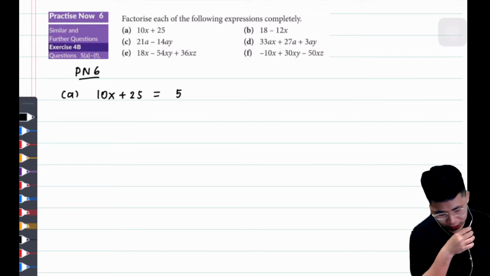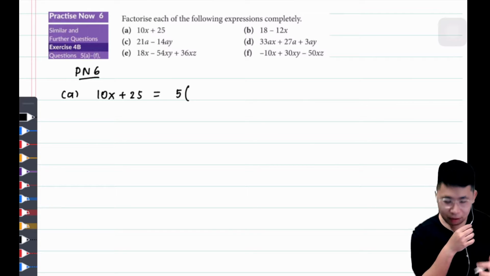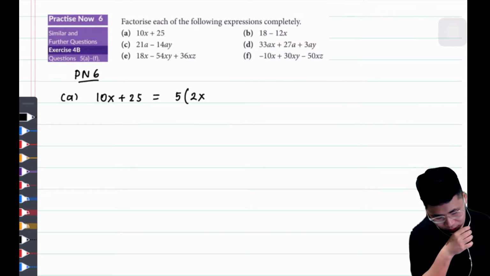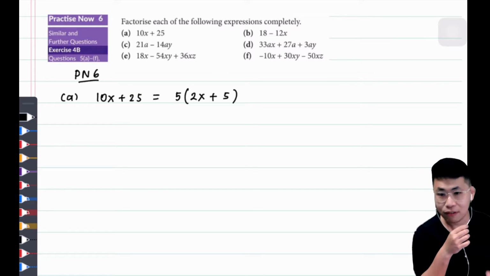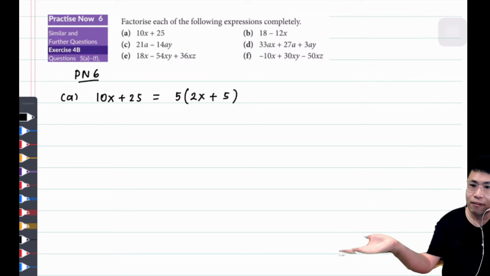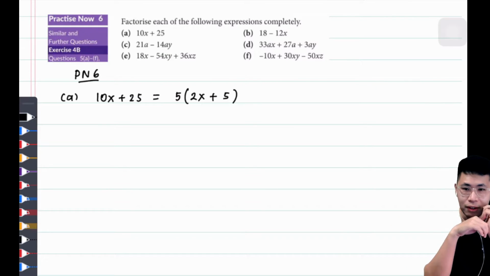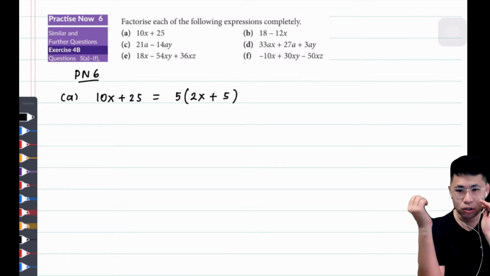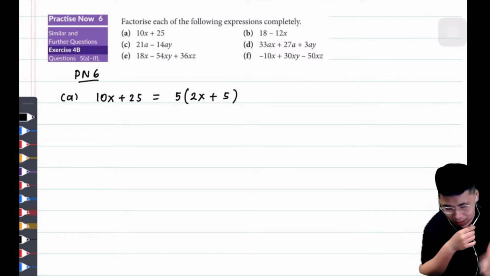Alright, and then we need to do the reverse. 10x divided by 5 is 2x, 25 divided by 5 is 5. So that means we can form 5 groups of these over here. Alright, how do you check whether your answer is correct or wrong? We need to expand back.